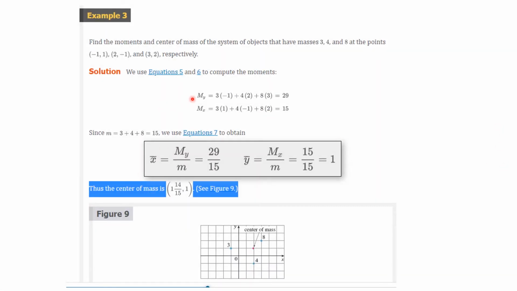Okay, well, we find my this way, mx this way, and then I use the formulas to find the coordinates of the center of mass. And so you see here where those masses are located, and that is the center of mass.